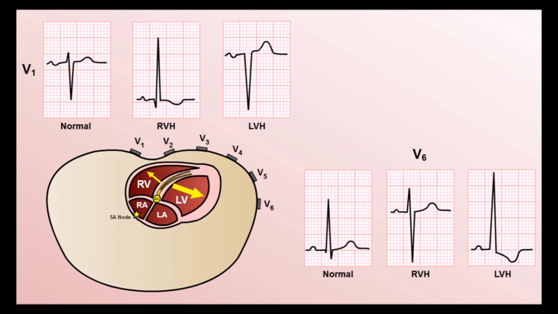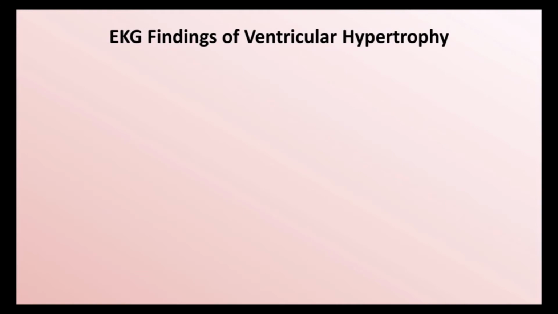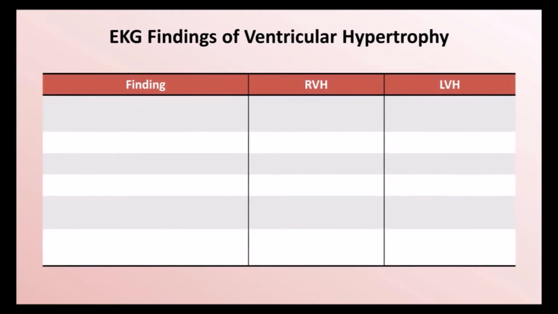You may have noticed that the ST segment and T wave for some of these QRS complexes appear a little unusual, which brings us to the next topic. Summarize the EKG findings of ventricular hypertrophy.